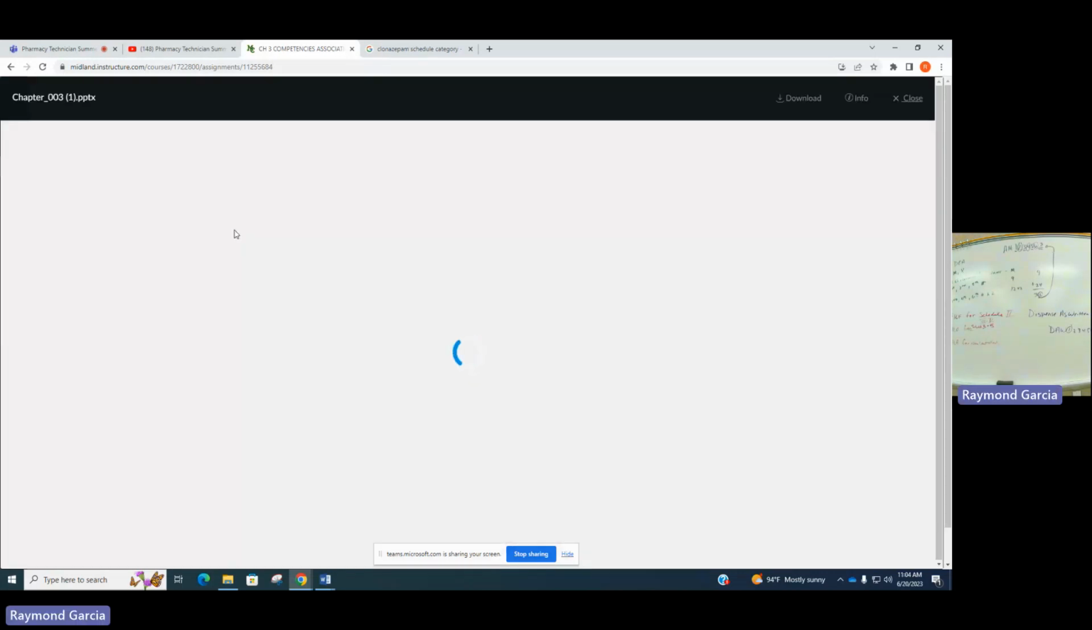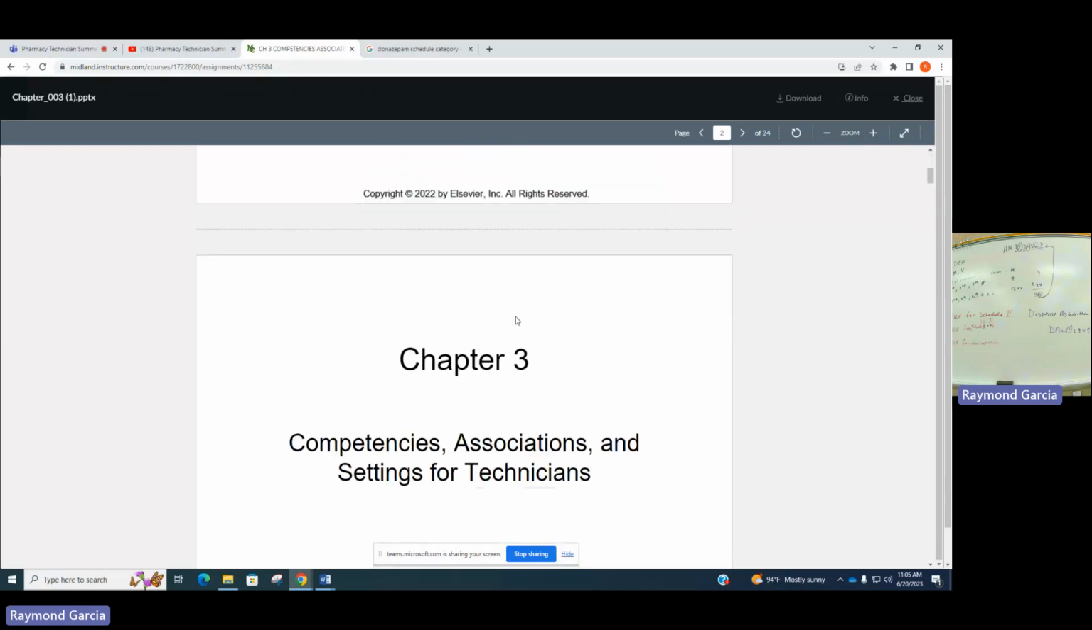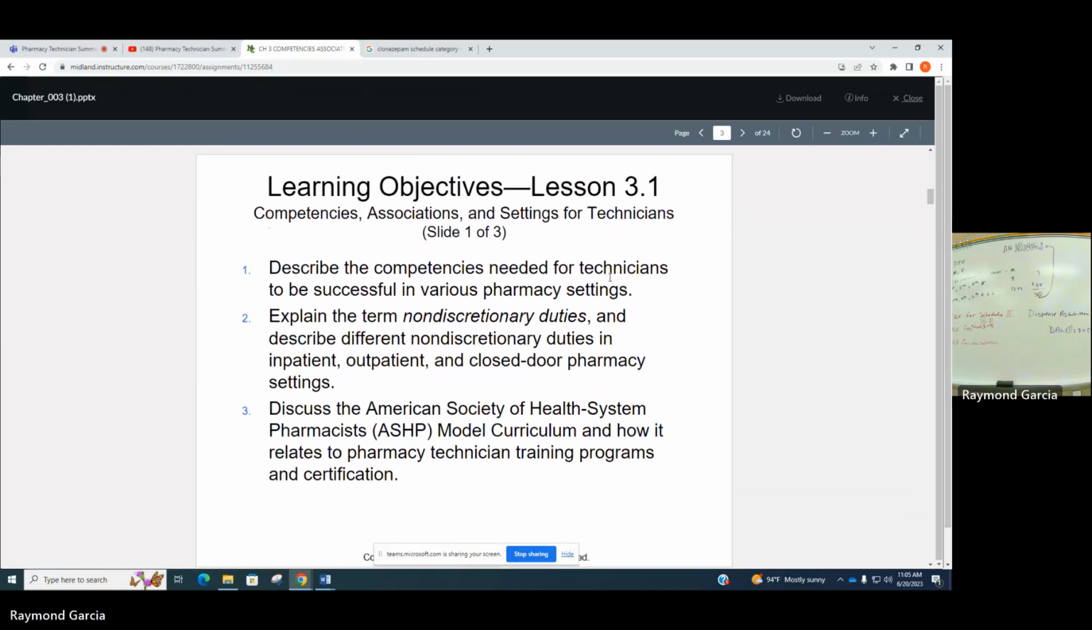All right, chapter 3. Competencies, associations, and settings for technicians. So we're going to describe competencies needed for technicians to be successful in various pharmacy settings. Explain the term non-discretionary duties and describe different non-discretionary duties in the inpatient, outpatient, and closed-door pharmacies.